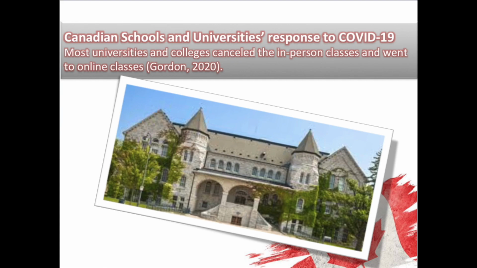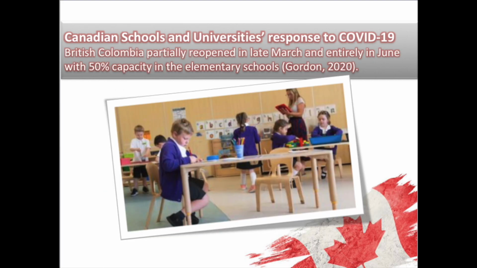So, most universities and colleges canceled the in-person classes and went to online classes after a petition was presented by the students to prevent the virus spread. British Columbia province partially reopened in late March and completely in June with 50% capacity in the elementary schools. Also, Quebec reopened in May, though schools in the hard-hit Montreal region have remained closed.